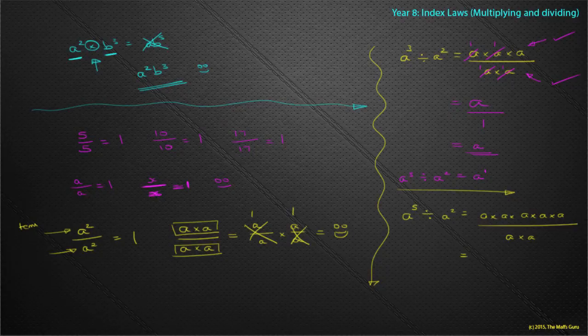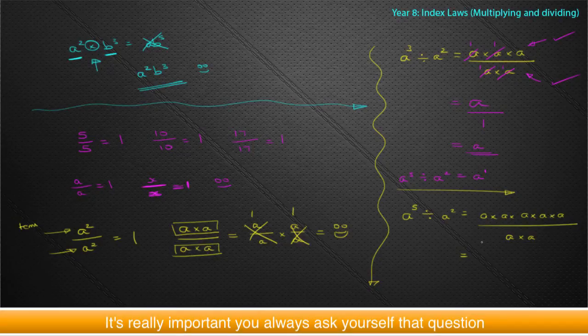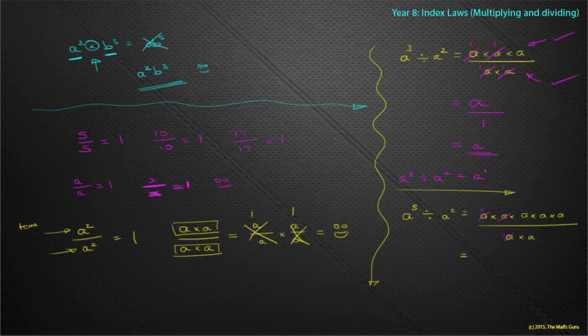There's 5 a's on the top, divided by a times a on the bottom. And ask yourself the question, are all the tops multiplied? Yes. Are all the bottoms multiplied? Yes. So I'm going to use the idea that I can now cancel, where a divided by a becomes 1 divided by 1. So 1a and 1a on the top. They cancel. I've got an a on the top that cancels with an a on the bottom, and I'll replace them with 1s.